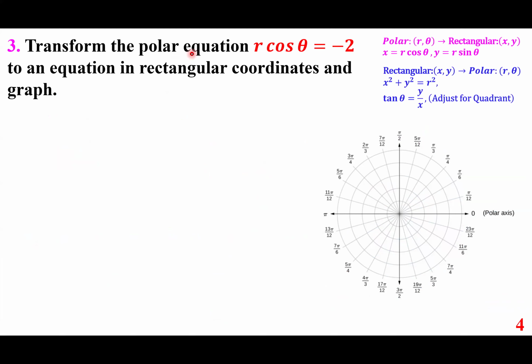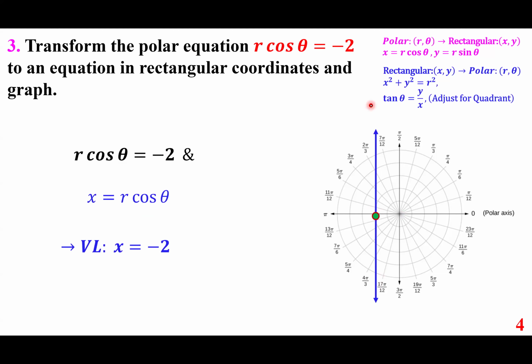Transform polar equation r cosine theta equals -2 to an equation in rectangular coordinates and graph. r cosine theta is -2 on the one hand. On the other hand, x is r cosine theta. So that means x must be -2, which is a vertical line. So we go 2 tick marks to the left. This one is the x-intercept as far as the rectangular coordinate is concerned, and we have a vertical line as the answer.